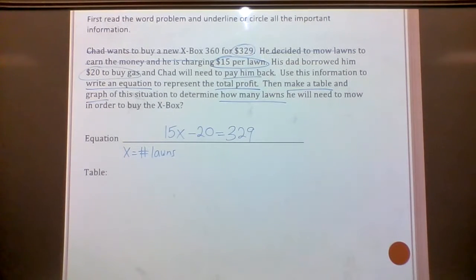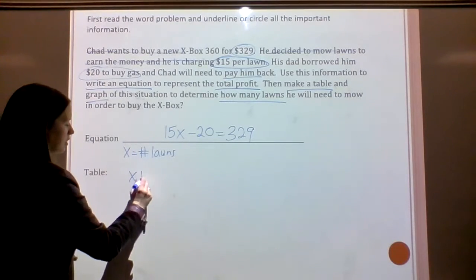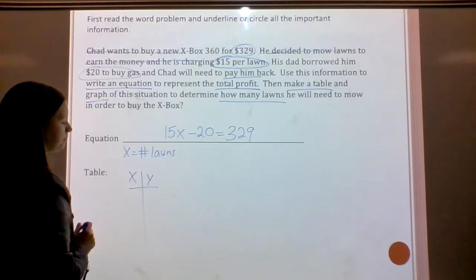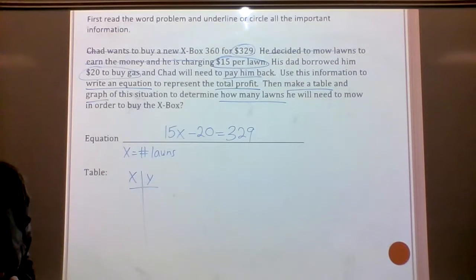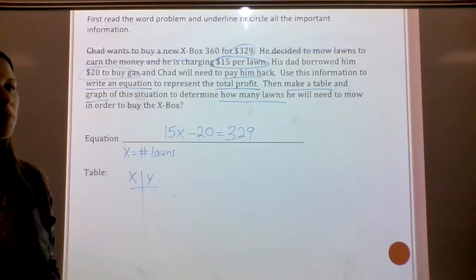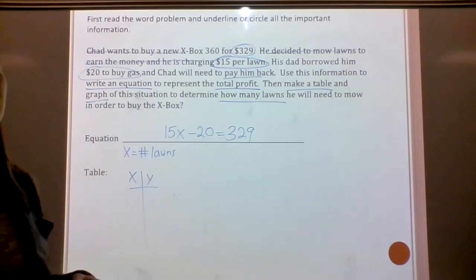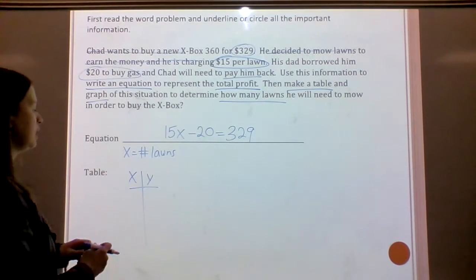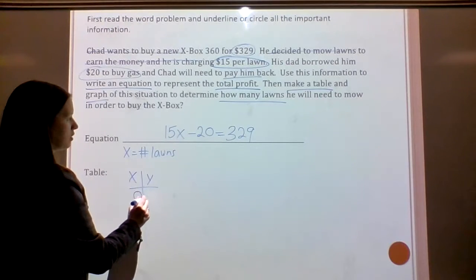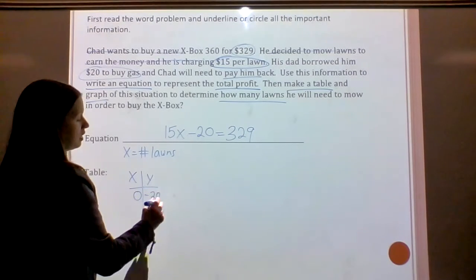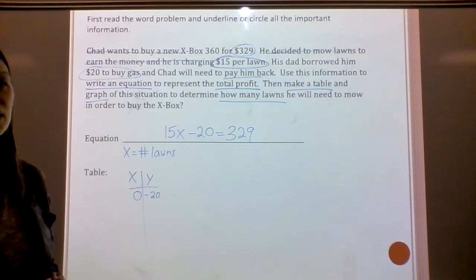Now we want to set up a table to see what that looks like. So we have X and we have Y, and we're going to plug in some numbers. You can pick whatever numbers you want, but realize you probably want to start with positive numbers because he can't mow negative amounts of lawns. So an easy one: if he mows 0 lawns, he's actually negative $20 because he borrowed that $20 and didn't use it.